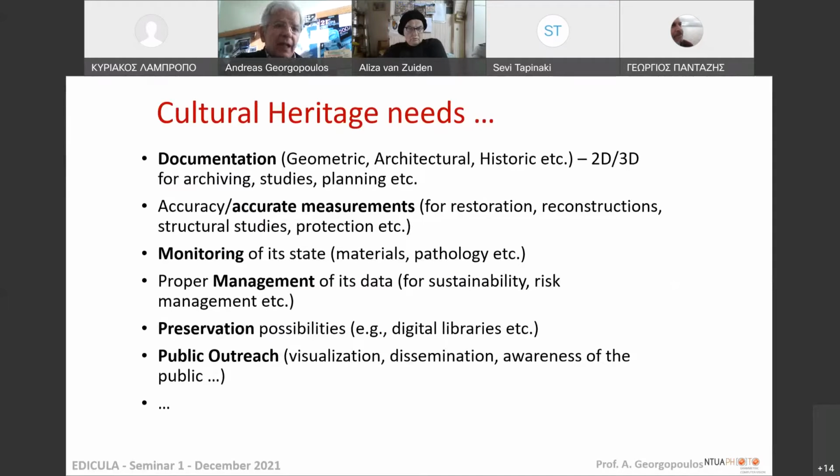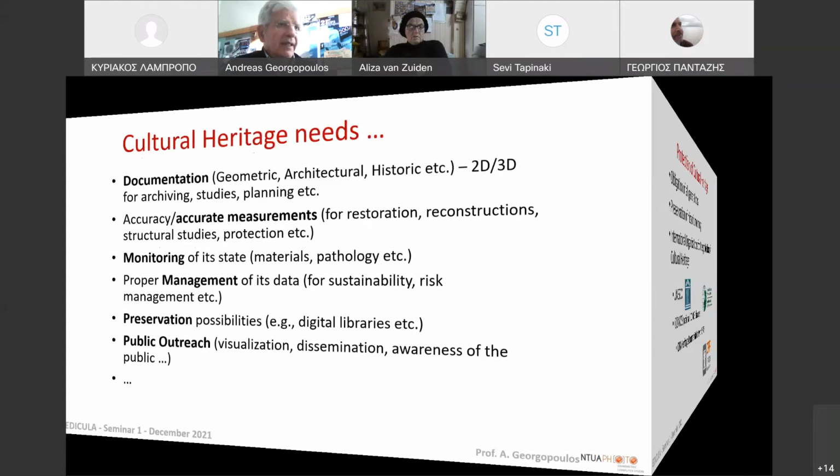We need monitoring, and this is also something that you will get informed how we implemented it in the Holy Edicule in Jerusalem, and of course proper management, which is missing in most of the cultural heritage sites, proper heritage management, and of course preservation, and most important, I think, is the public outreach. We have to raise the awareness of the public to protect and take care of cultural heritage that is present in the area where they live.